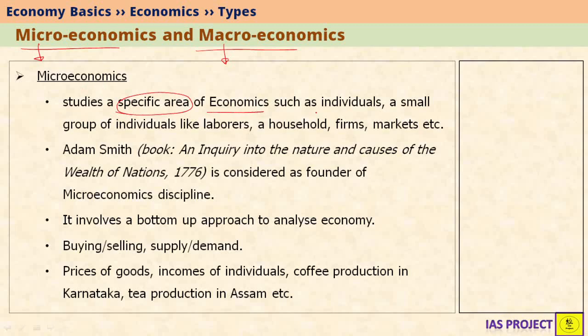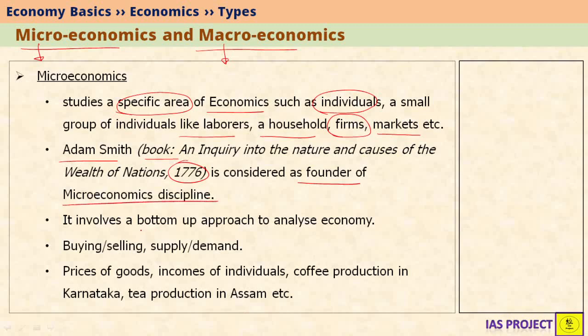For example, it can study individuals or small groups of individuals like laborers. It can study a household, a firm, or markets. Adam Smith, as we have seen, wrote a famous book in 1776, and the name of the book is given here. He is considered the founder of the microeconomics discipline.